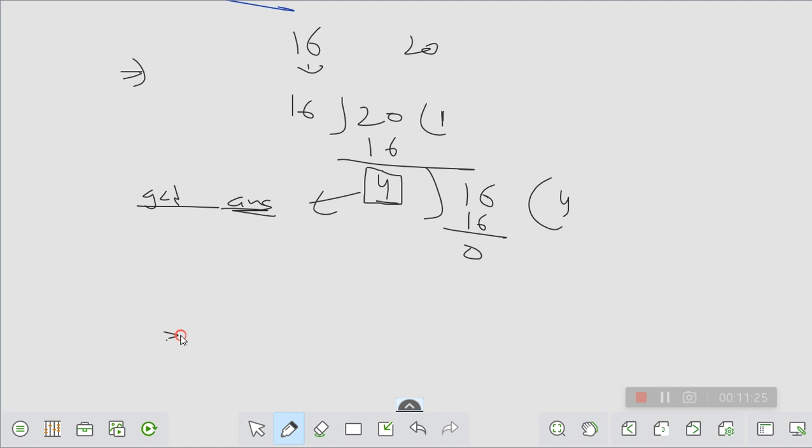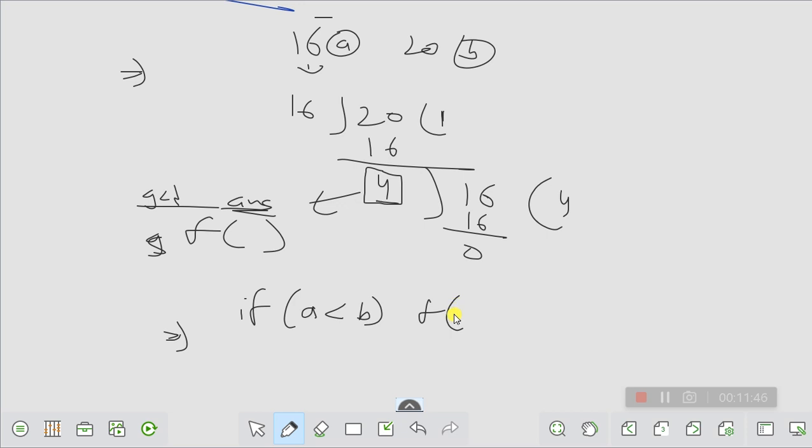The first condition that I'm going to check: let's say it is a and it is b. Now it becomes easier. If my a is smaller than b, then the first thing I will do is call my function f, so let's say f is my function. I will call my function for b and a, like I will swap them, so that my first becomes greater, like it is the dividend, and the second one is the divisor.